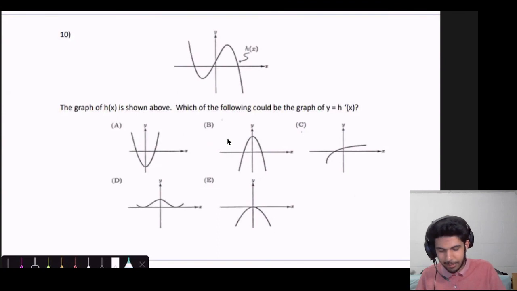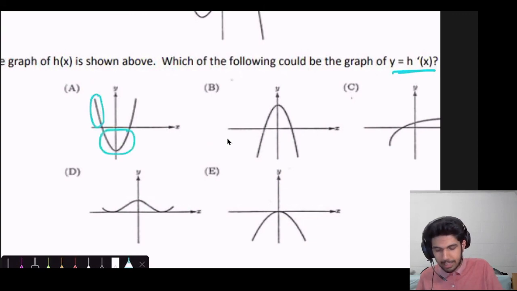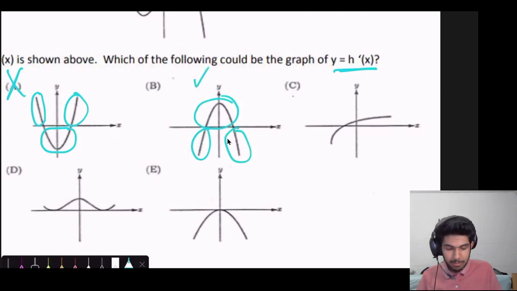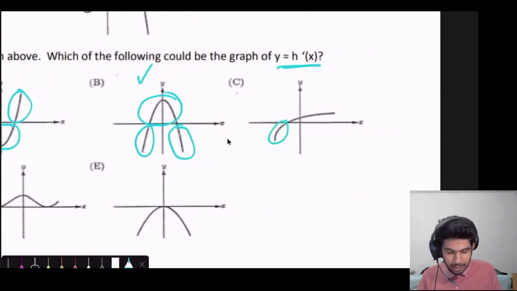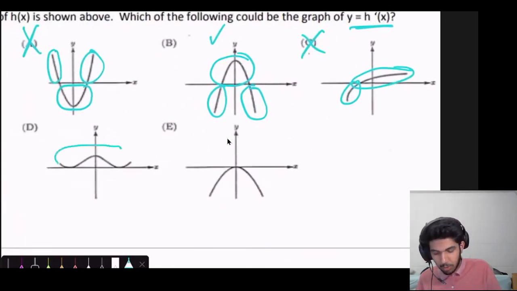So let's take a look at A. We're looking at graphs of h prime of x, so we should be looking at the y values and see if they match what we said. Here we go from positive to negative to positive, so that's not right. B, we go from negative to positive to negative, so this could be right. C, we go from negative to positive, but we don't go back to negative, so that's not right. D, we're always positive, so that's not right.